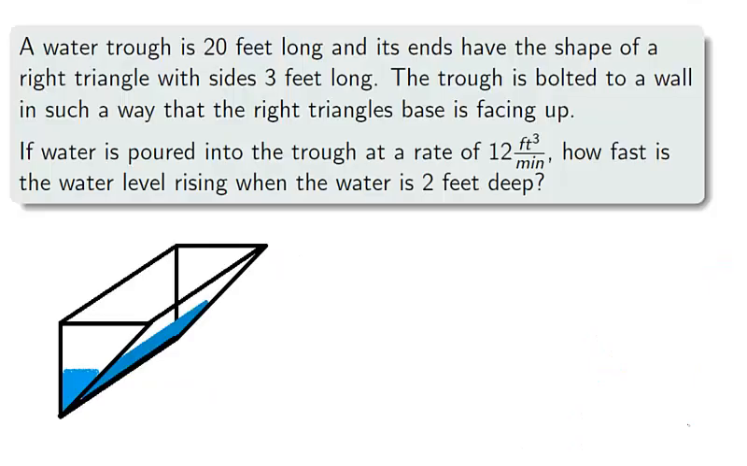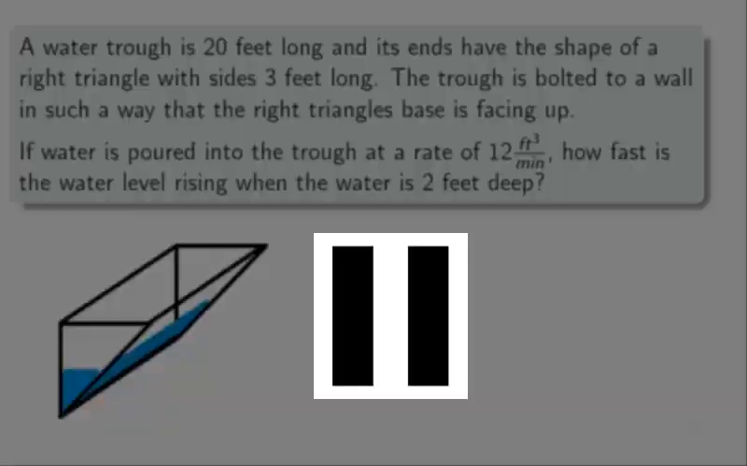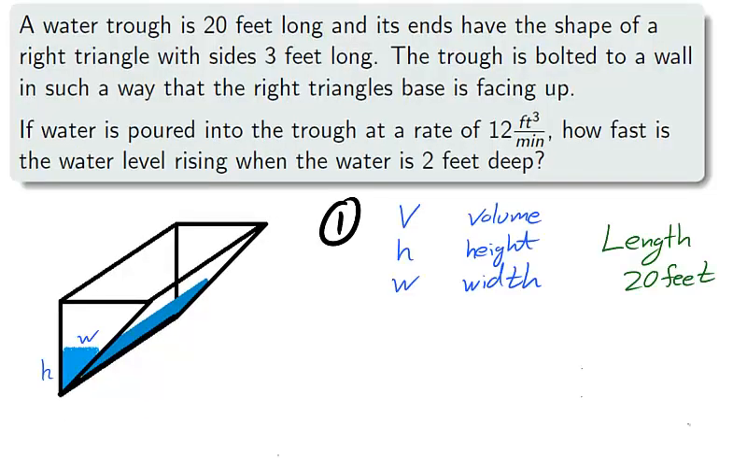Our third example involves a triangular prism. Challenge yourself. Pause the video and work the problem before continuing. Again, don't be fooled by the constants provided in the problem. If you read carefully, most of the constants are for the trough, but the problem concerns the water. The water has a constant length of 20 feet. The variables will be volume, height, and width.